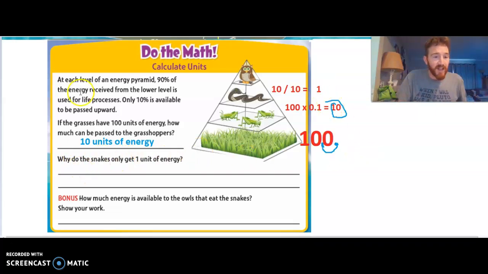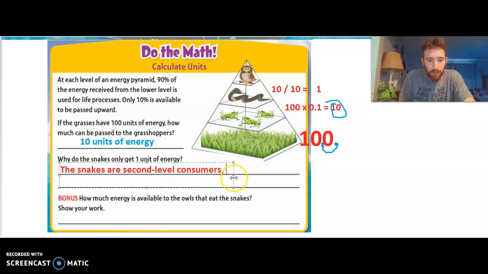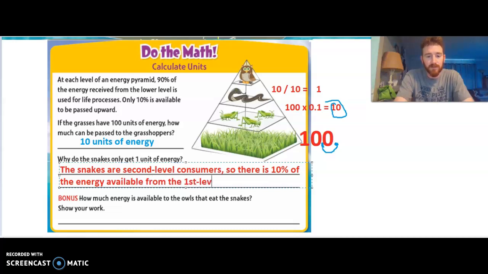What we could say is, why is that? Well, the snakes are 2 levels up. We could use some vocabulary too: the snakes are second level consumers. So there is 10% of the energy available from the first level consumers. And as we see, the first level consumers here are our grasshoppers. So again, it goes from 100 units of energy in the grass then to 10, then to 1.